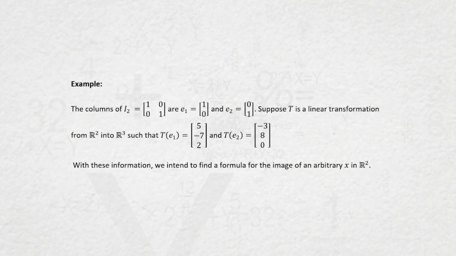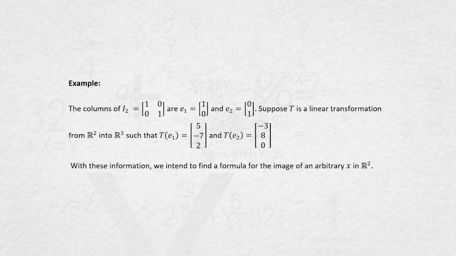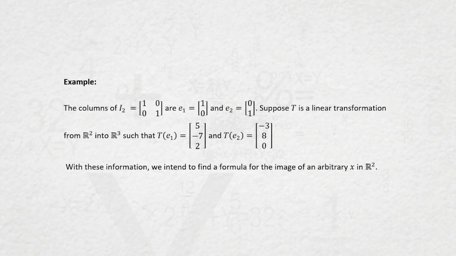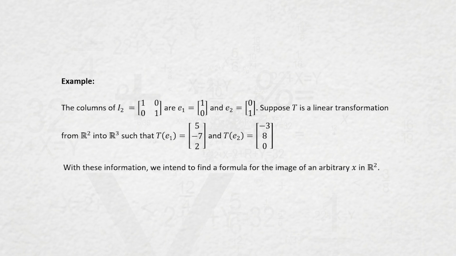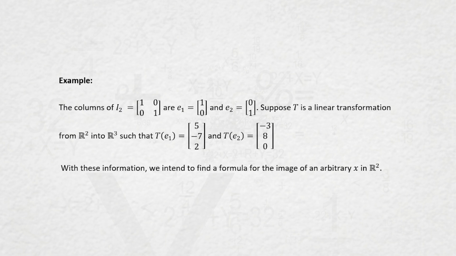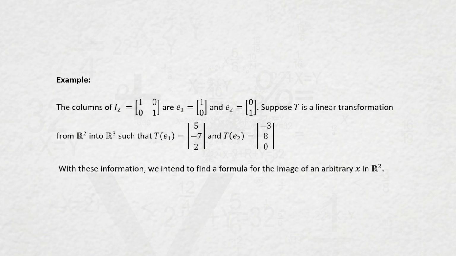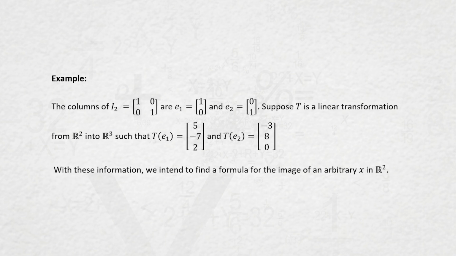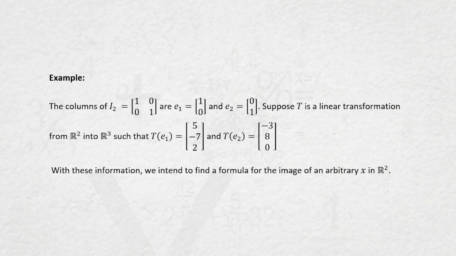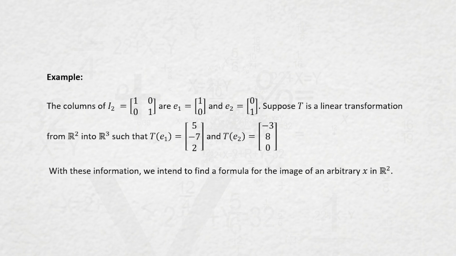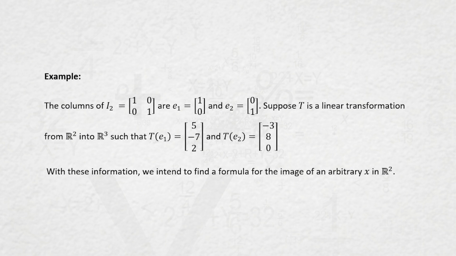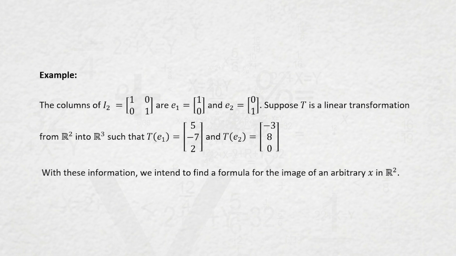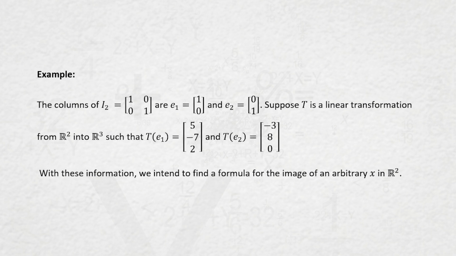For example, if you consider the columns of I2, that is 1 0 0 1, E1 is equal to 1 0 and E2 is equal to 0 1, we are considering the columns alone. Suppose T is a linear transformation from R^2 to R^3, defined by T of E1 equal to the column vector 5, -7, 2, and T of E2 equal to the column vector -3, 8, 0. With this information, we intend to find a formula for the image of an arbitrary x in R^2.